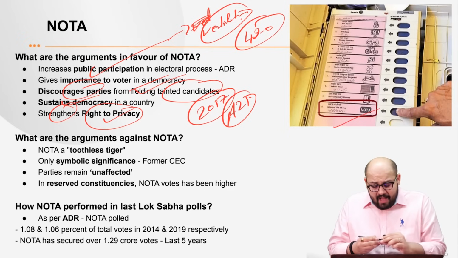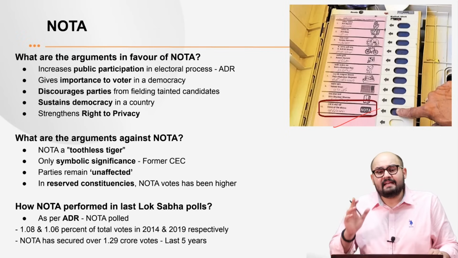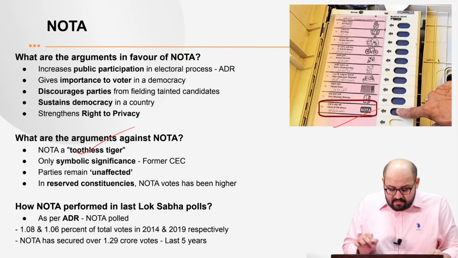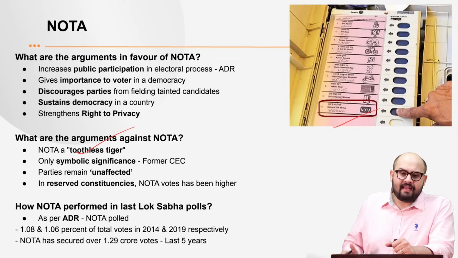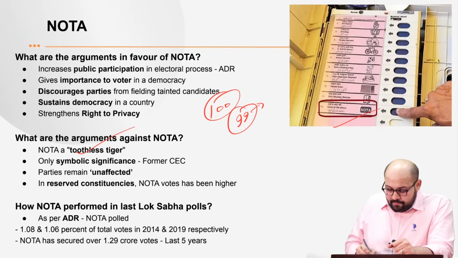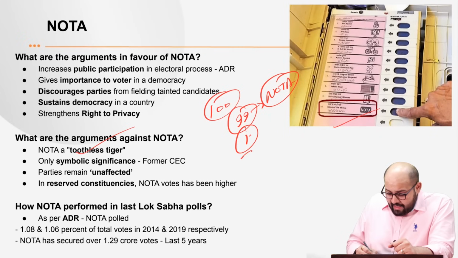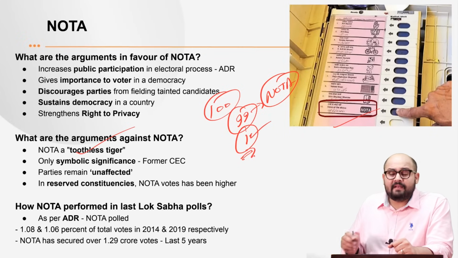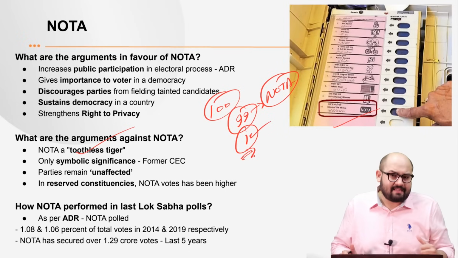Now, what are the arguments against NOTA? Right. See, many critics have pointed out that it is a toothless tiger. What it means is that it has no implication on the final end result, right? Let's say the total number of votes polled is 100. And in these 100 votes, 99 people voted for NOTA. And only one vote was polled for a particular candidate, right? So what would happen is that candidate would be declared elected, right? That is why we call it a toothless tiger.